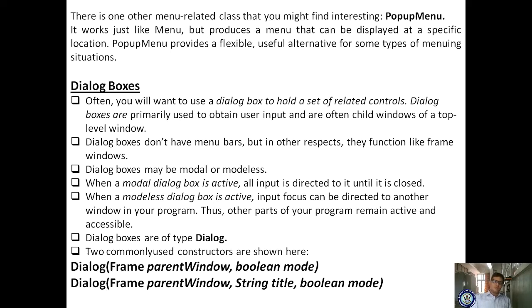Let us see. Dialog boxes don't have menu bars, but in other respects they function like a frame window. Frame window means it can hold other menus, right? It is just like a frame where it holds certain menus.